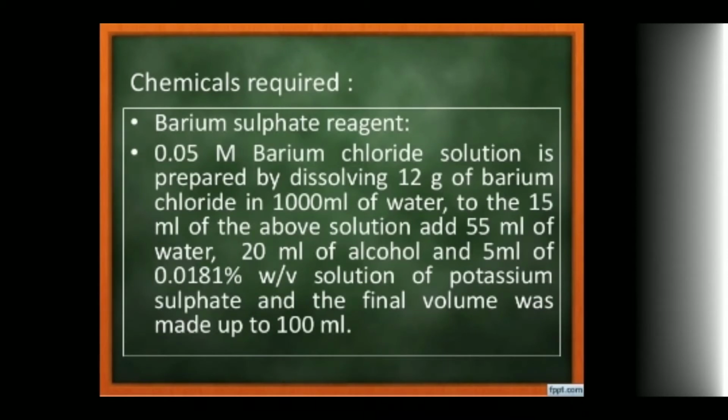Now coming to which chemical is required for the limit test for sulfate. So barium sulfate reagent: 0.05 ml barium chloride solution is prepared by dissolving 12 gram of barium chloride in 1000 ml of water. To 15 ml of the above solution, add 55 ml of water, 20 ml of alcohol and 5 ml of 0.0181% weight by volume solution of potassium sulfate, and the final volume is made up to 100 ml.